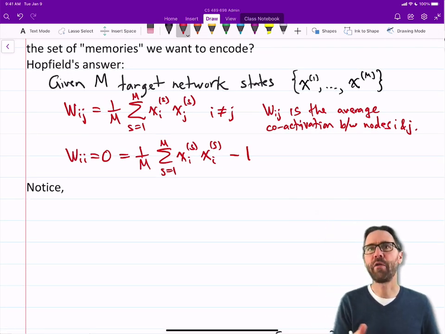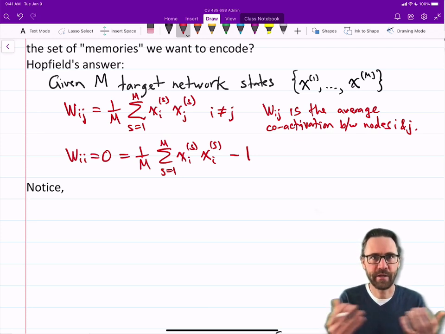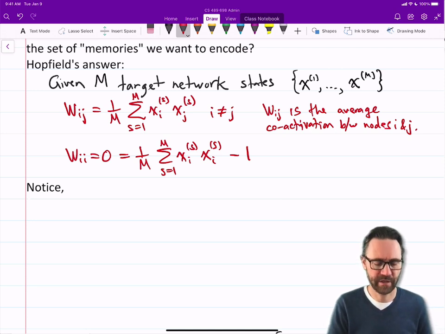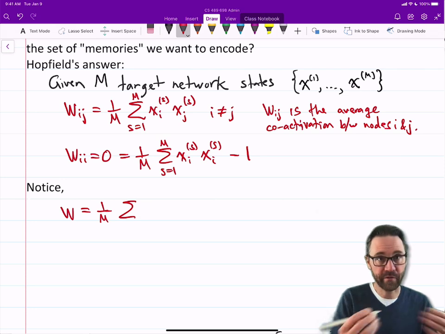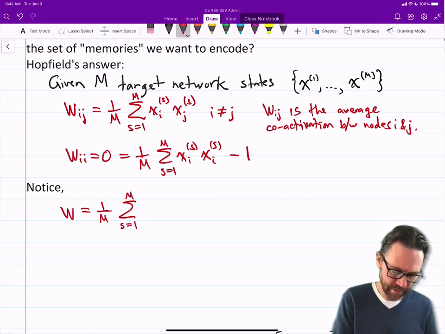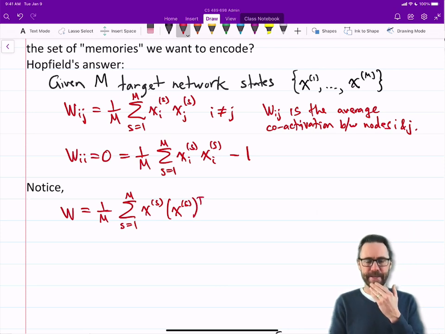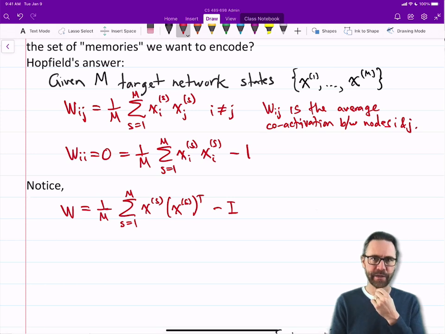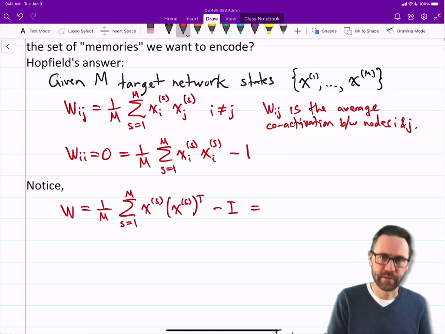Now, notice we could put all that in a vector matrix product kind of way. This is one of our habits: when I see all these subscripts in these formulas, I like to try to reformulate it into a matrix formula. So I could rewrite that as W equals 1 over M times the sum over all the samples of x^s, now that's a vector, times x^s transpose, minus I. So I'm claiming that this takes care of all of the ij's at the same time.